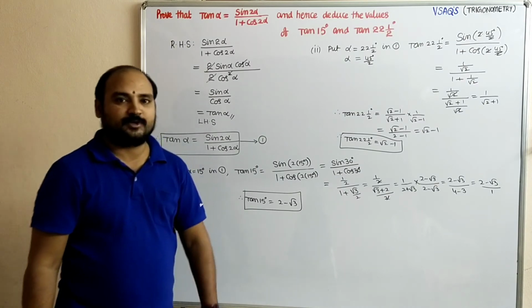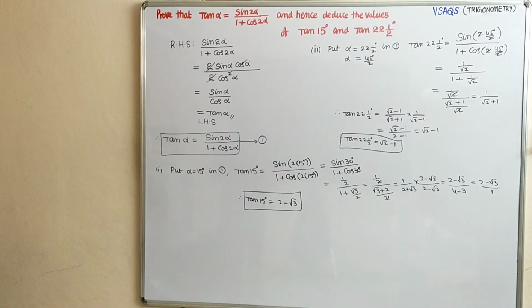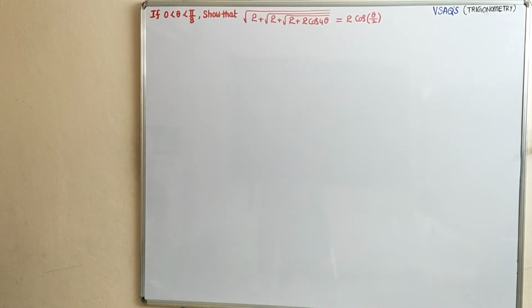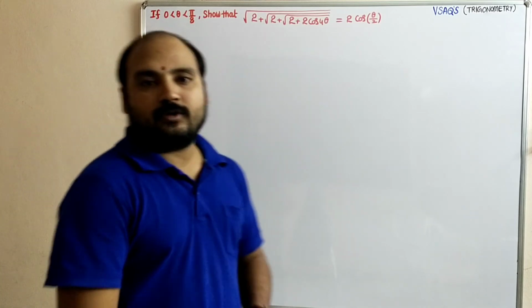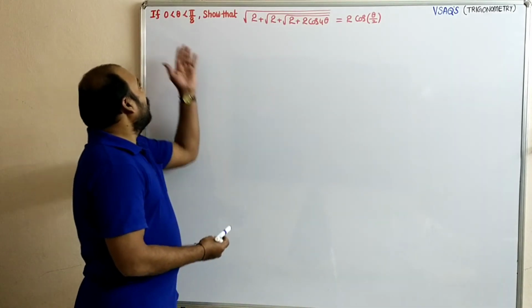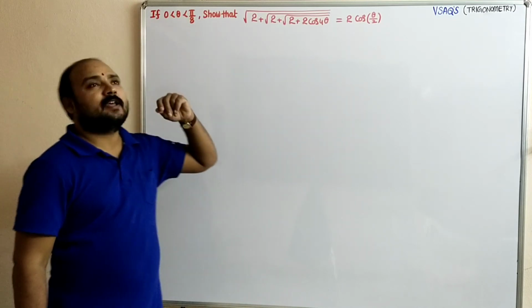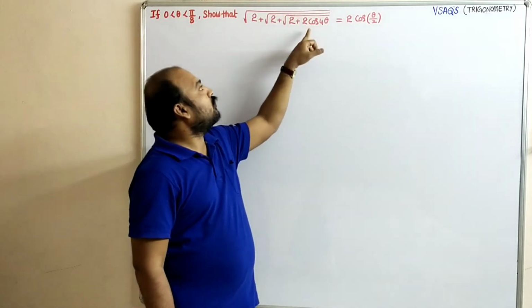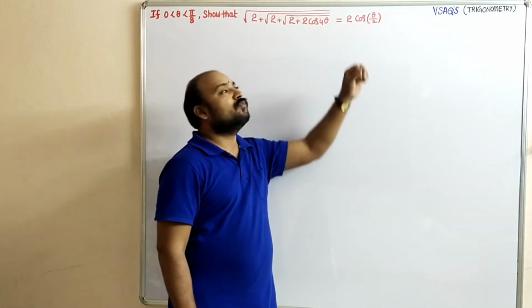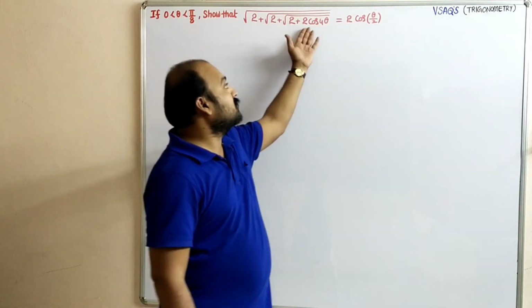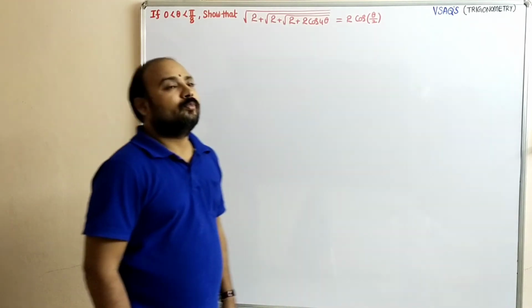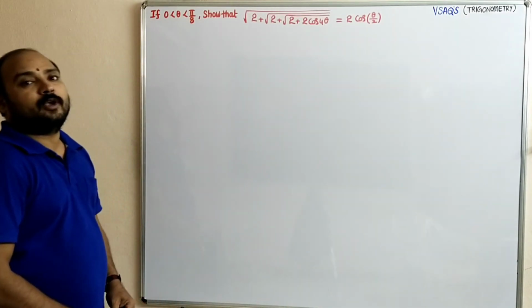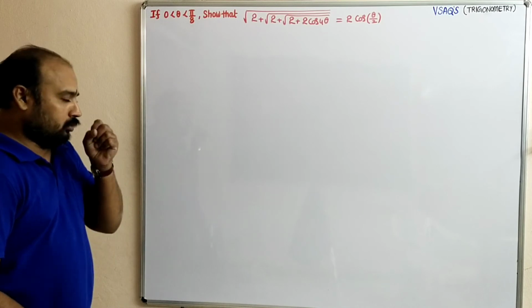We'll move to the next question. The next question. If 0 is less than theta is less than pi by 8, show that square root of 2 plus square root of 2 plus square root of 2 plus 2 into 2 cos 4 theta equal to 2 into cos theta by 2. You have to prove that result.